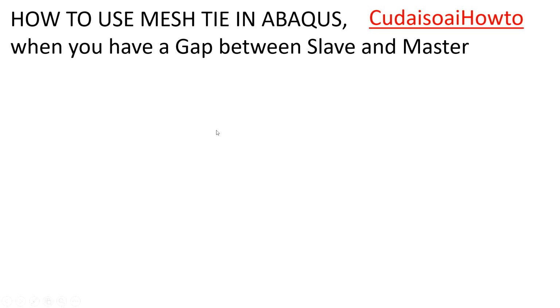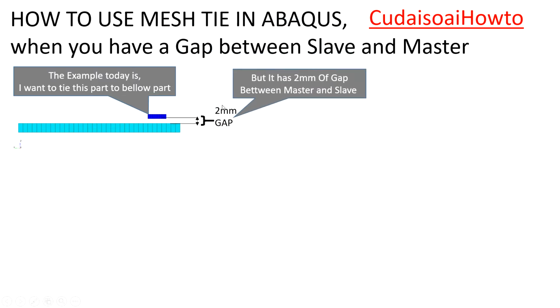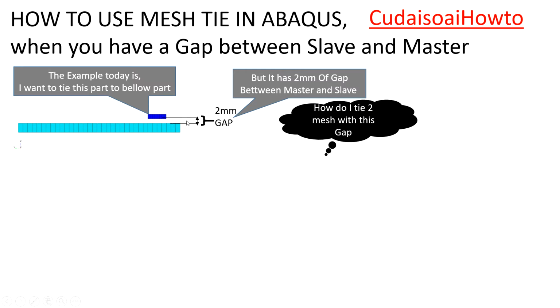Today I will show you how to use match type in ABAQUS when you have a gap between slave and master. The example today is I want to tie this part to this below part, but it has 2 mm of gap between master and slave. So how do I tie to match with this gap?